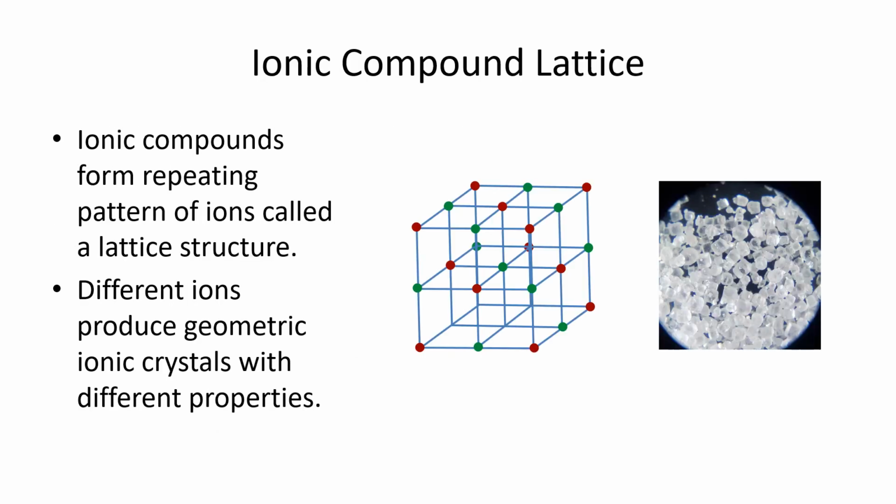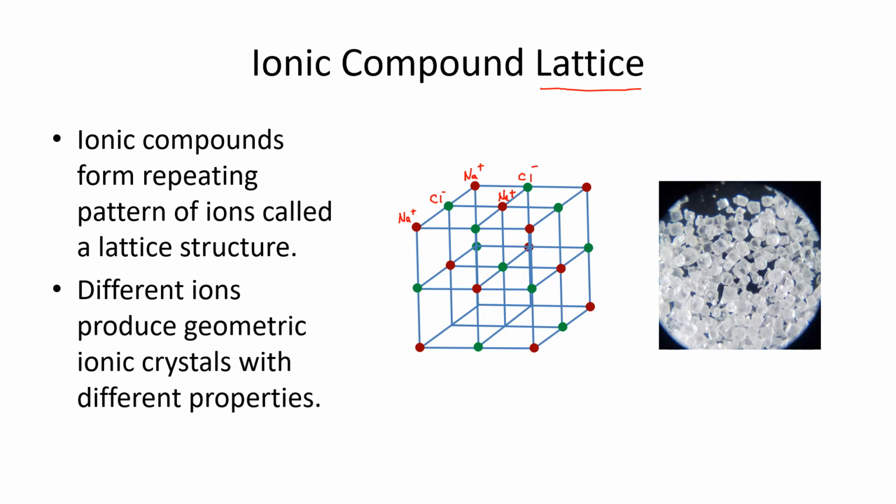The way in which ions stick together to form a compound is in what's called a lattice. A lattice is a fancy word for repeating pattern. If this is a sodium here with a positive charge, then the chlorine will be next to it with a negative charge. Then there'll be another sodium next to that with a positive charge, and then a chlorine next to that with a negative charge, and then a sodium next to that with a positive charge, and so forth. And so you get this repeating pattern over and over and over again.